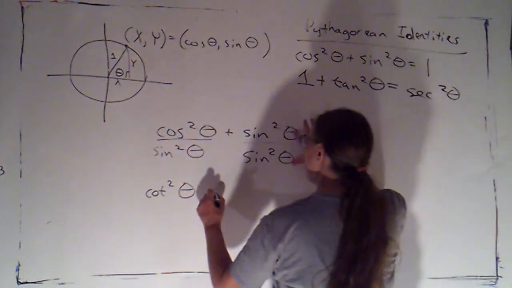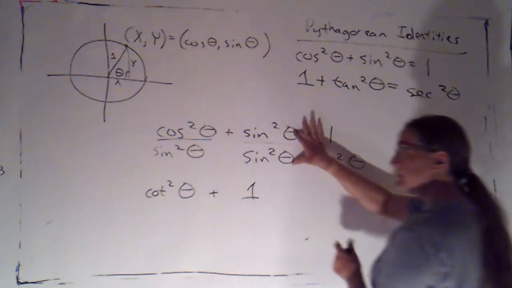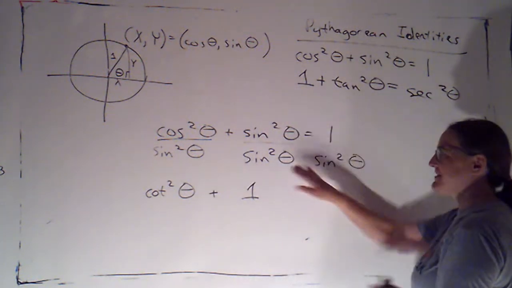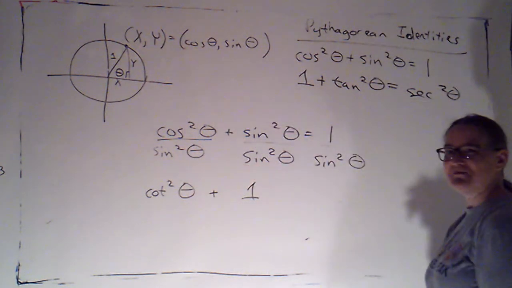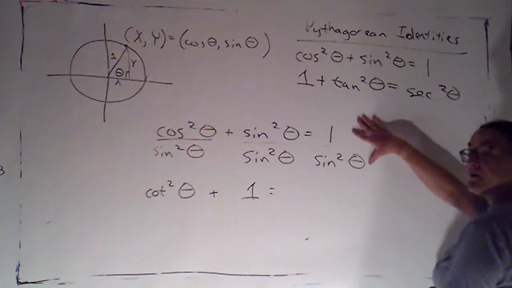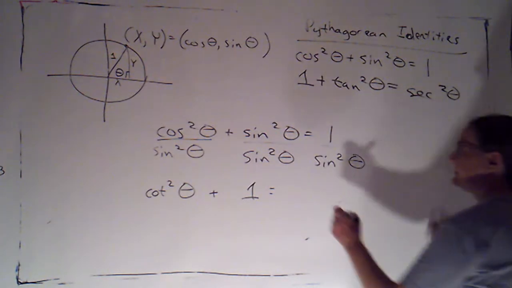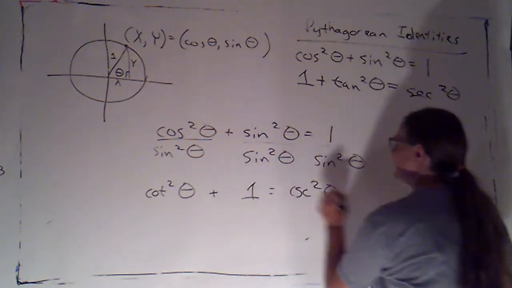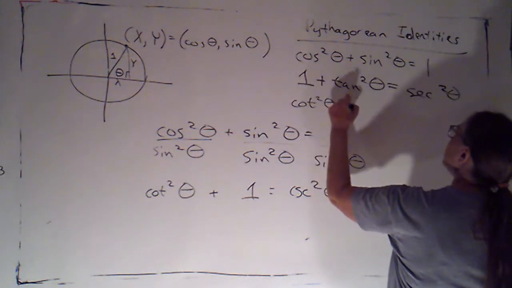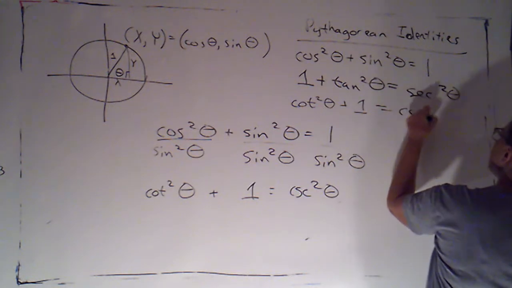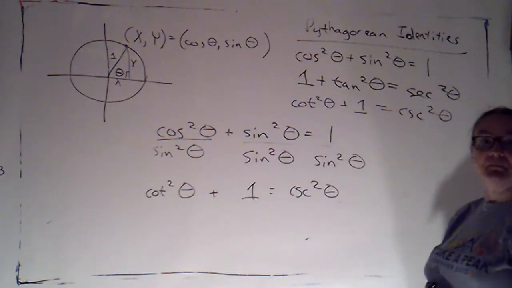Sine squared theta over sine squared theta is going to be 1, provided, of course, that it's defined, so that sine of theta isn't 0. But if sine of theta were 0, all of these terms would be undefined. And this is the reciprocal of sine squared. So that's cosecant squared theta. So we've got cotangent squared theta plus 1 equals cosecant squared theta.